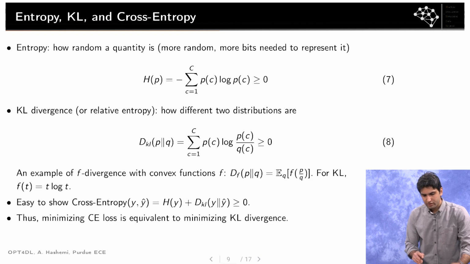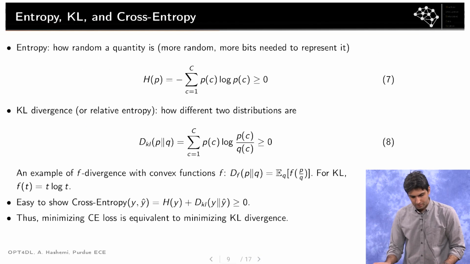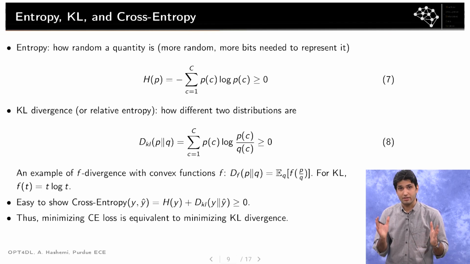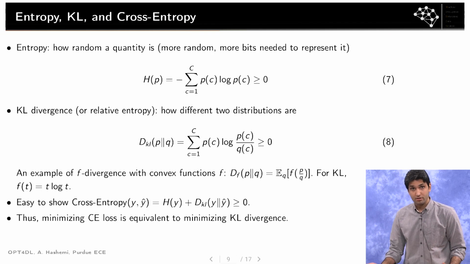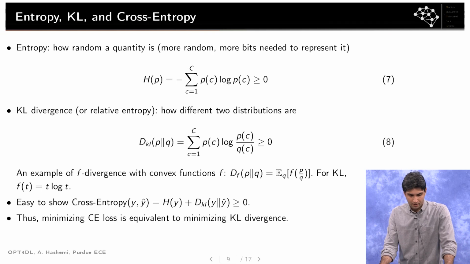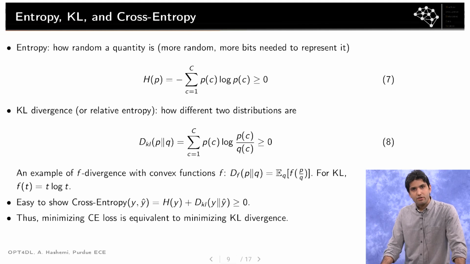So let's talk a little bit about the connection between the KL divergence and the cross entropy loss, to see why minimizing the cross entropy is essentially equivalent to minimizing the distance between the predictions and the true labels that we get from our training data. To do that, we need some concepts from information theory that you may have seen in other places.